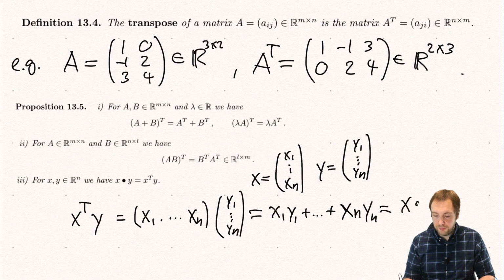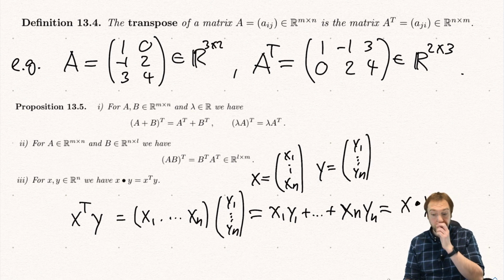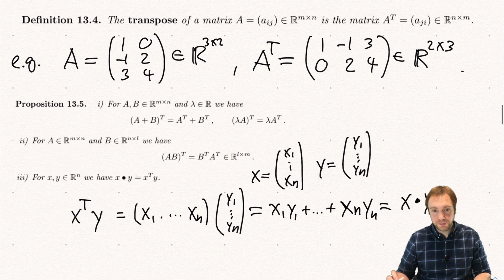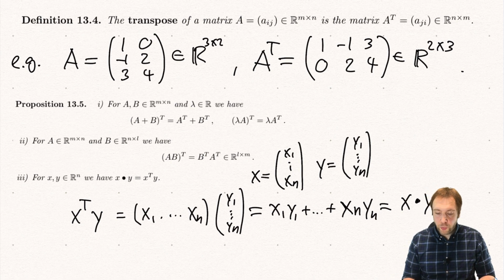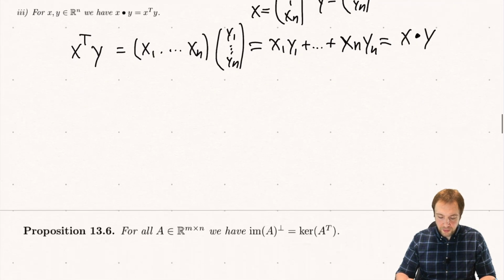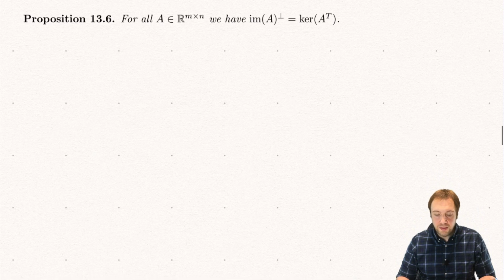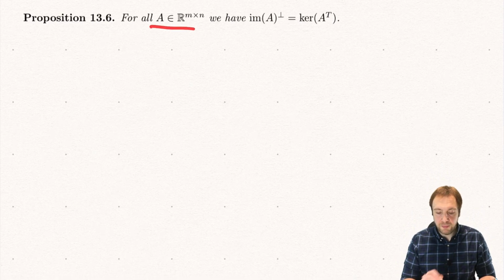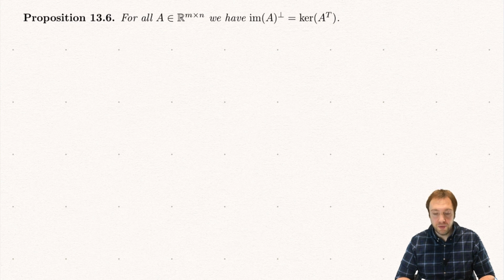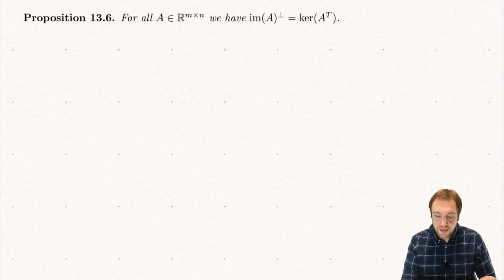And this was exactly the definition of the dot product of these two vectors. Okay, and why do we introduce this notion here? Well, the reason is because of the following proposition, where the statement is that if I have a matrix A, an m by n matrix, then the orthogonal complement of the image of A, meaning the image of the corresponding linear map given by multiplication with A, is the same as the kernel of the transpose of the matrix A.